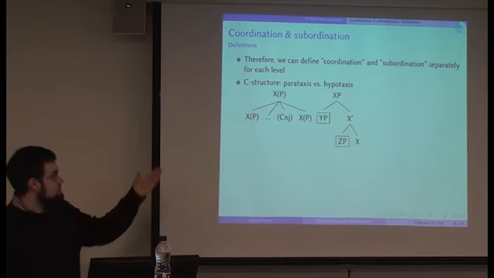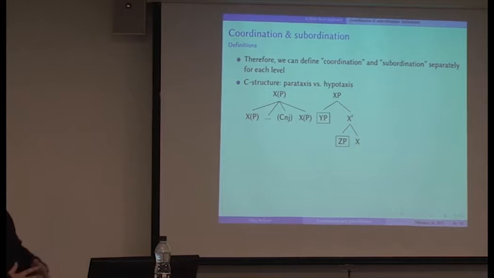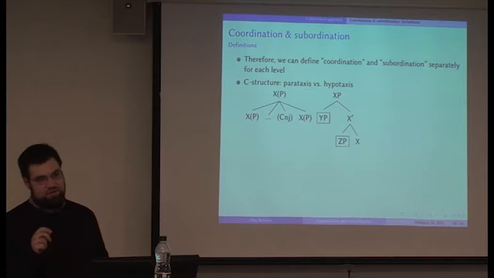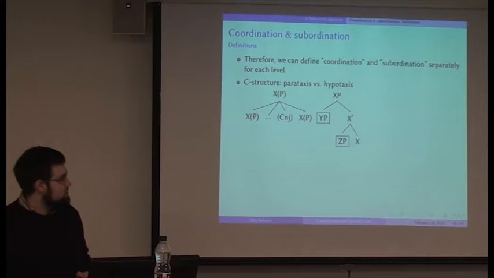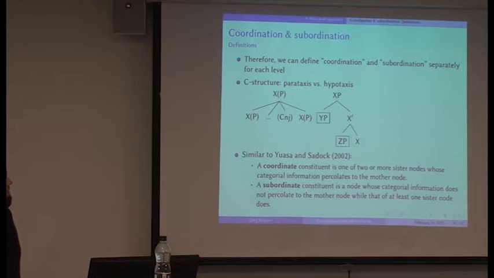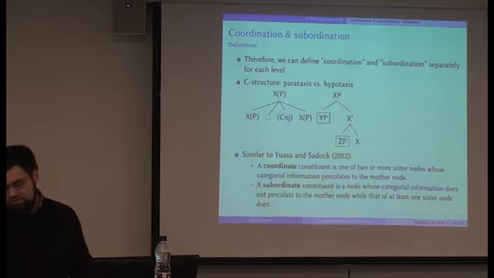At C structure, we can say that the distinction between parataxis and hypotaxis is that for coordination we have the same category label above in the mother node and the same category labels in the children nodes, possibly with the exception of conjunctions, whereas in subordination the categorical information is only inherited from one of the child nodes. And this is similar to what Yuasa and Sadock have in their paper. So a coordinate constituent is one of two or more sister nodes whose categorical information percolates to the mother node, and in subordination it only percolates from one of the children nodes.